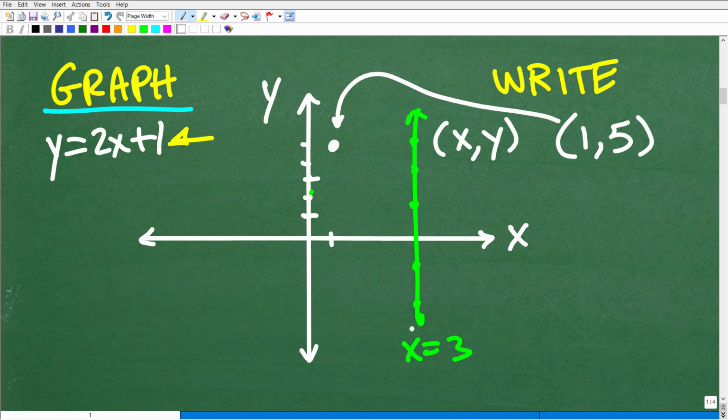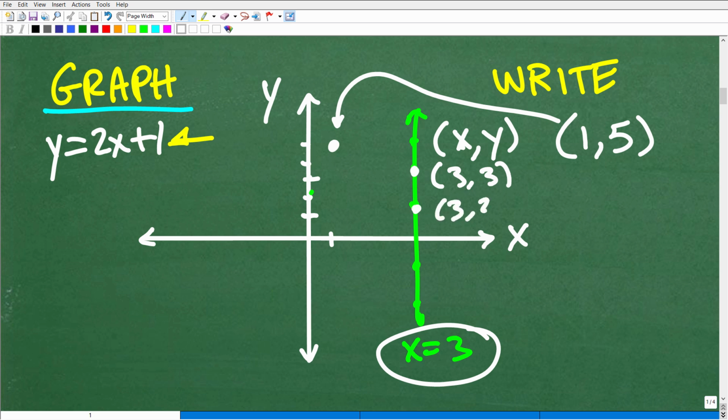But here, when we have a vertical line, what we're saying is that x is equal to 3, so all your x's are going to be 3. This point right here might be (3, 3). This point right here might be (3, 2). This point right here would be (3, -1).